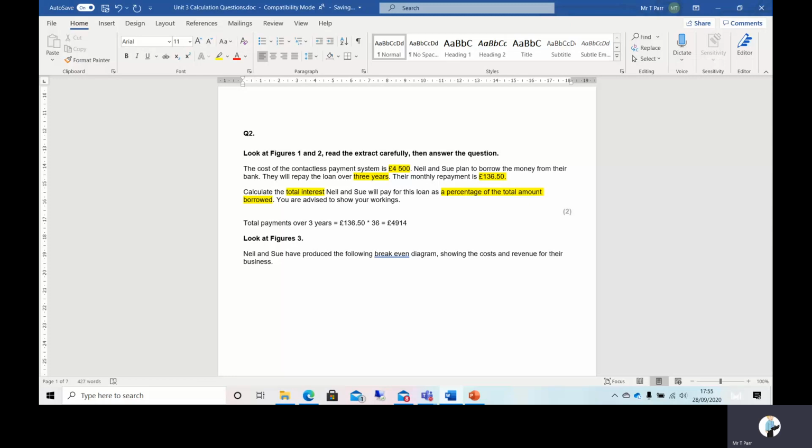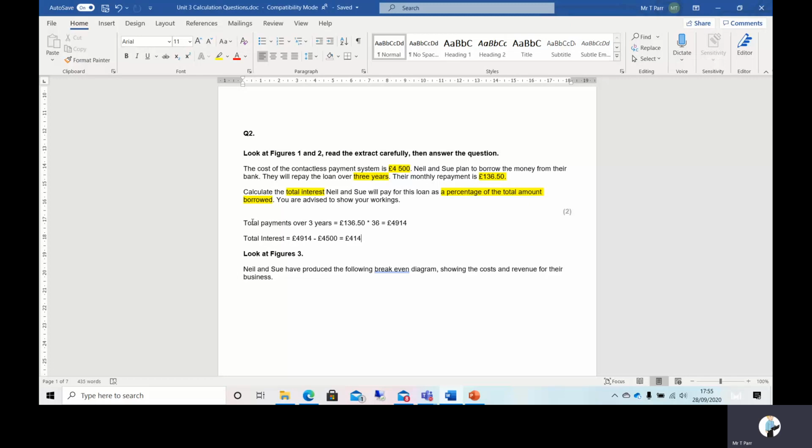What we need to work out now is the total interest. So in other words, how much more have they paid the bank compared to how much the bank gave them? So total interest equals, well, how much they've paid, which is 4,914. Okay, and we take away how much they borrowed, which was 4,500. And that leaves 414. So basically, the bank has made £414 out of them. It's cost them that much.